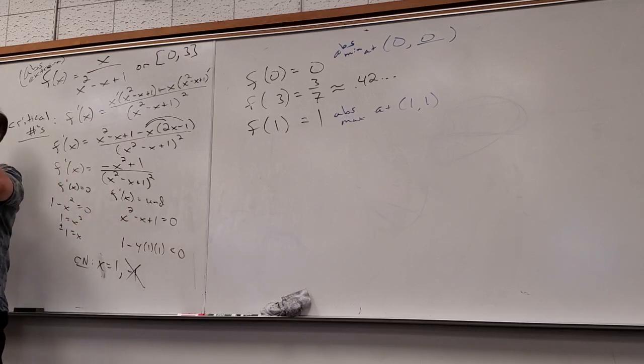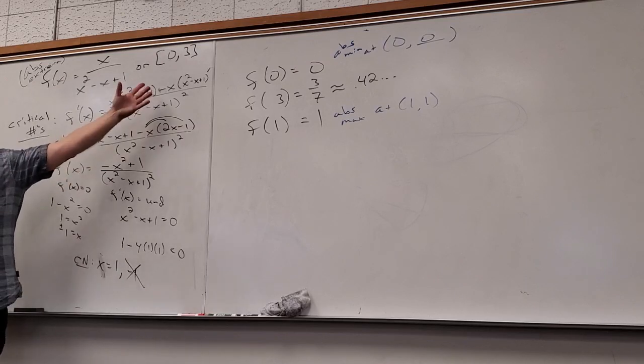Local maxes and mins, you've got to make the number line, you've got to be more detailed, because now you want to know what's happening at each one, not just who wins.